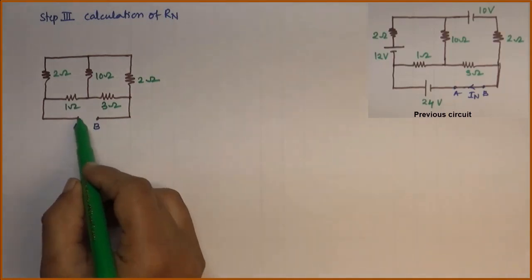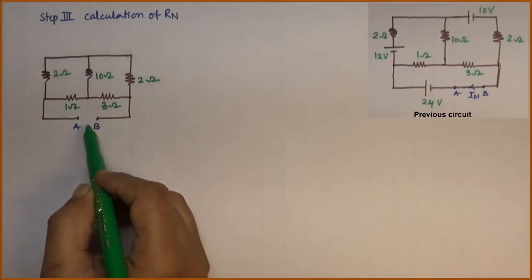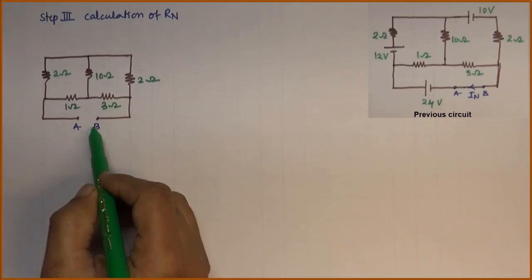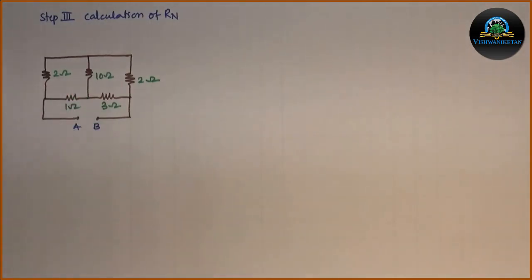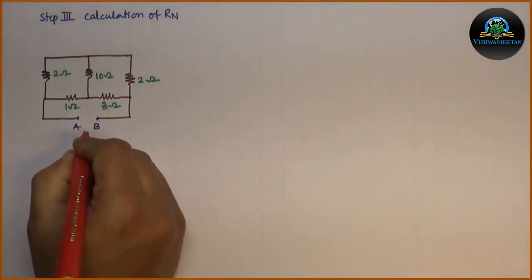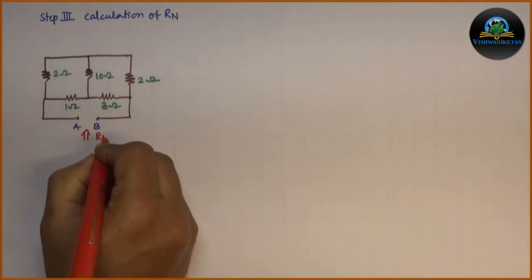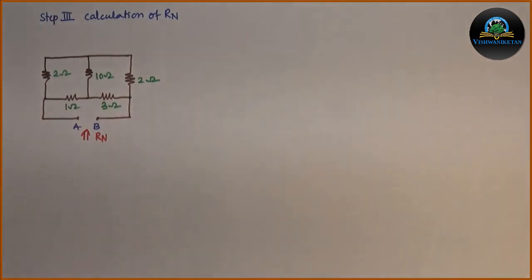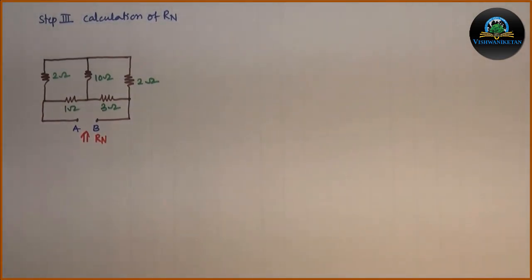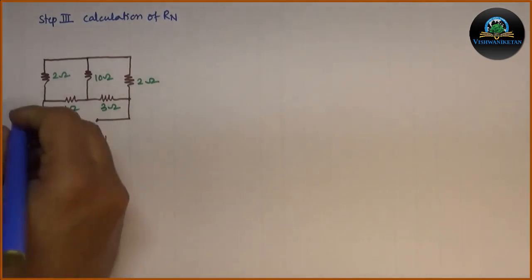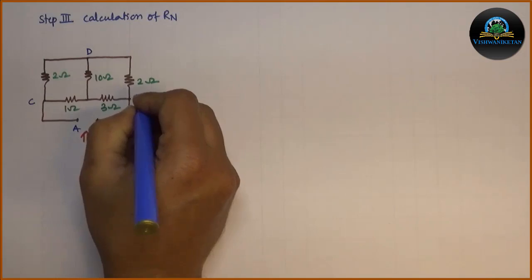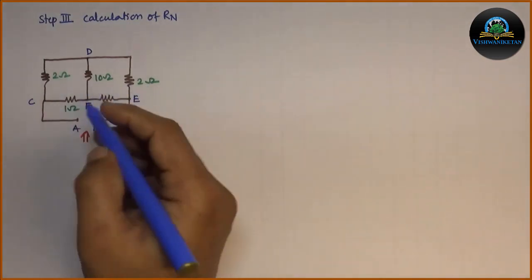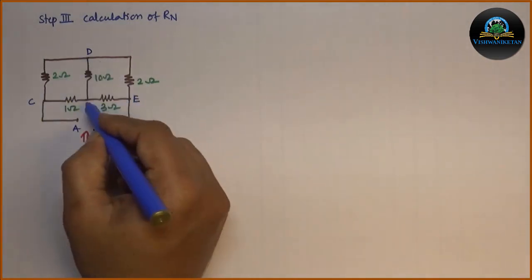These are the AB terminals of the load resistance. We have opened it to calculate RTH, and only resistances are in the circuit. By observing here, we will calculate RN. Let us mark the other nodes: C, D, E and F.